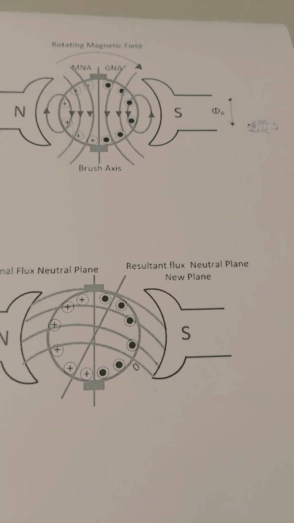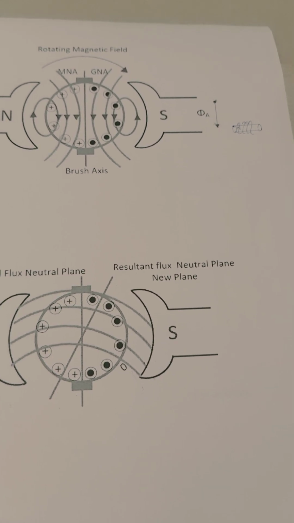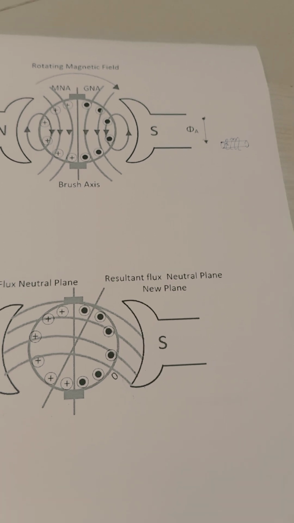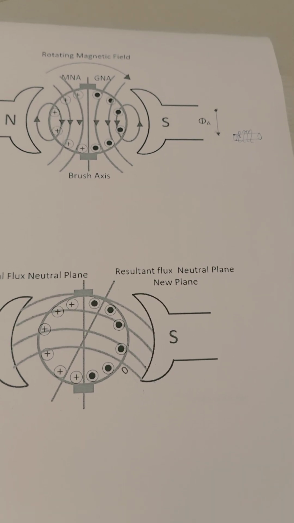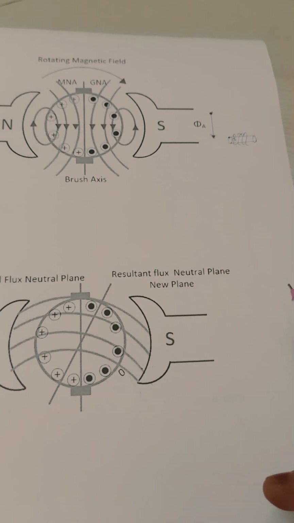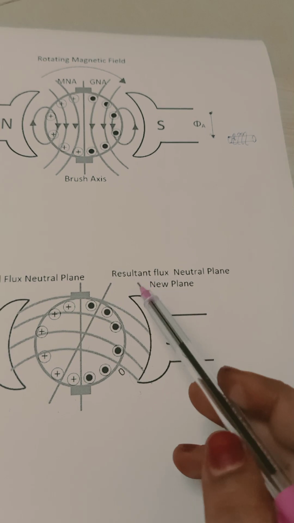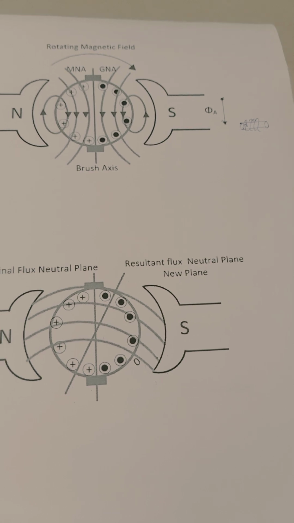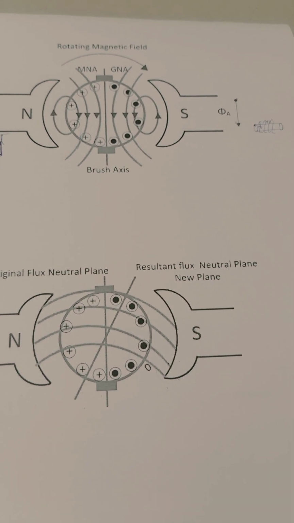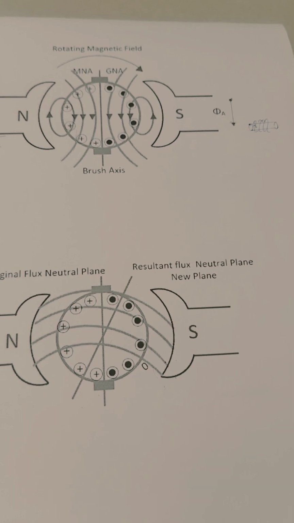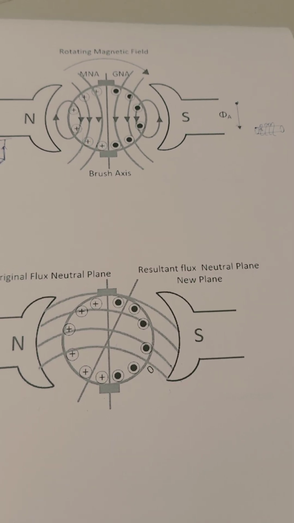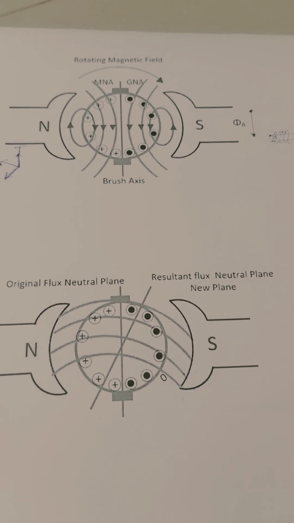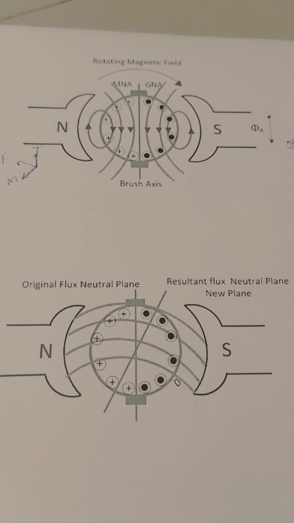The resultant flux induced in the generator is shifted towards the direction of rotation of the generator, and the magnetic neutral axis is always perpendicular to the axis of the resultant flux. This magnetic neutral axis is continuously shifted with the resultant flux. As the resultant flux keeps on changing, the magnetic neutral axis is also shifted accordingly. This is what armature reaction is.